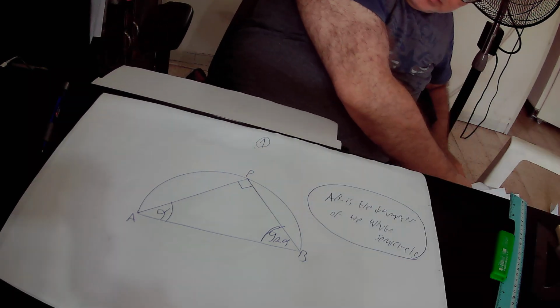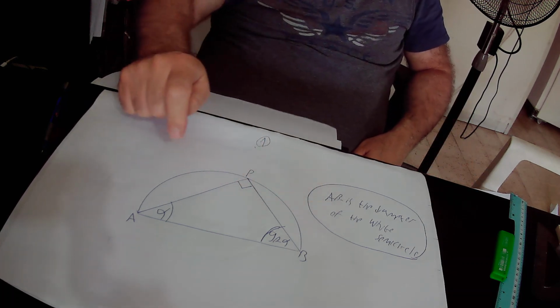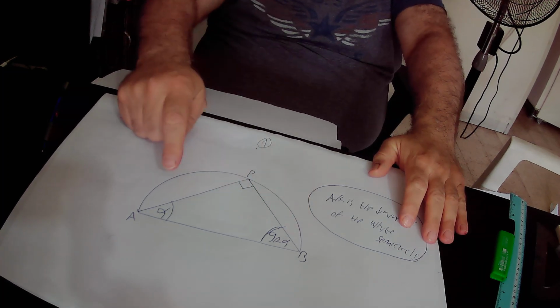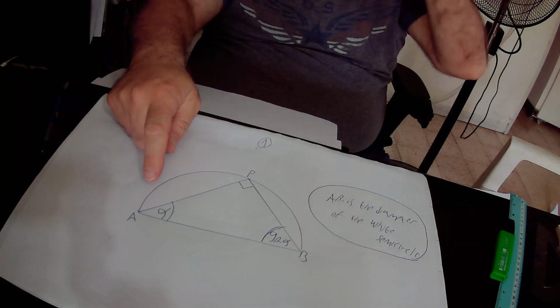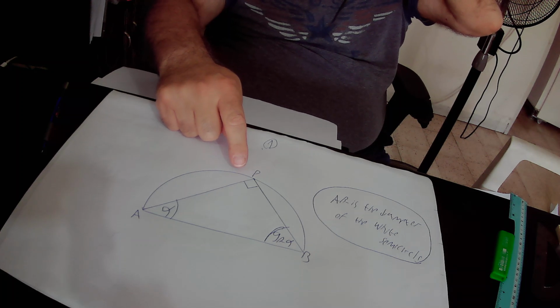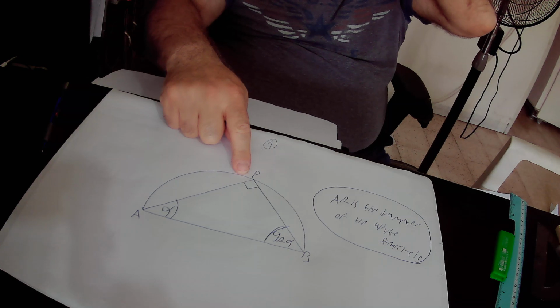Why? Because in our drawing we have AB is the diameter of this white semicircle, and we have peripheral angle APB that is subtended on AB, that is the diameter of this semicircle, and therefore peripheral angle APB must be equal to 90 degrees in its size according to rule 7. So this is peripheral angle APB, and it must be equal to 90 degrees in its size according to rule 7.